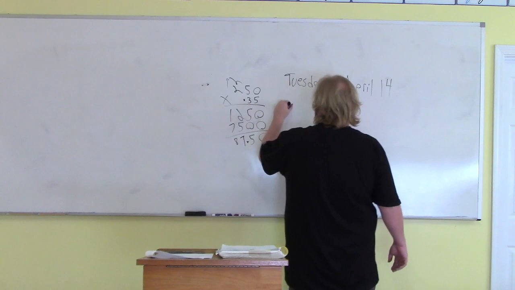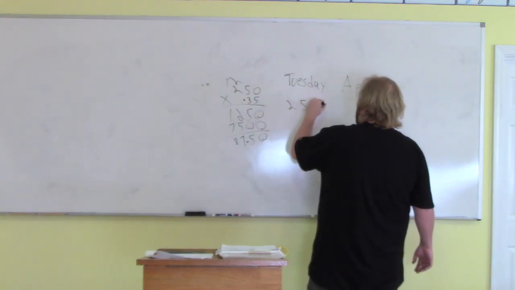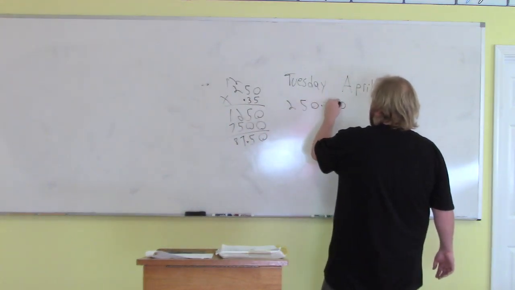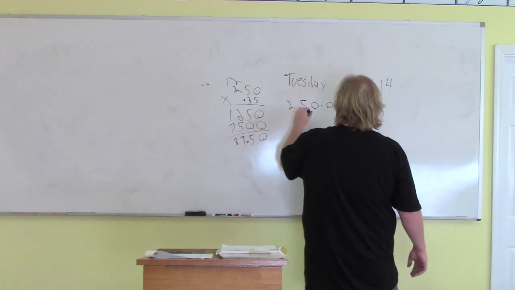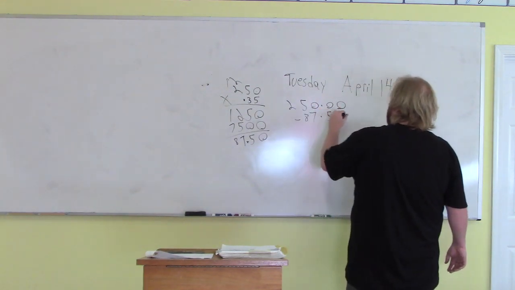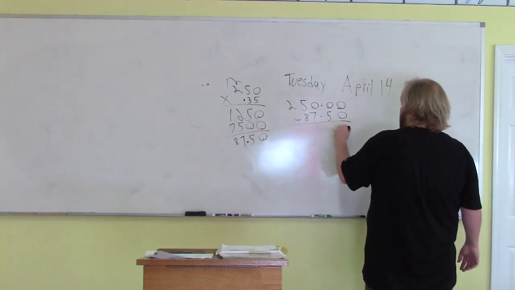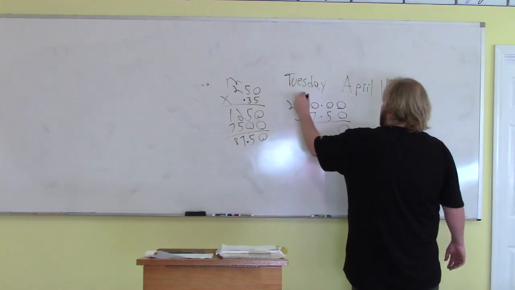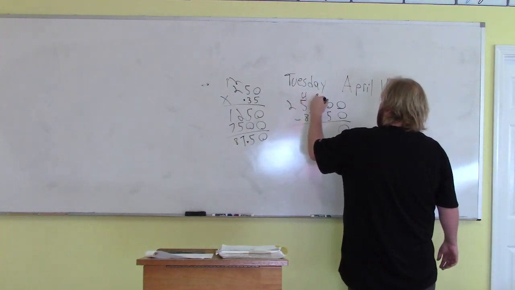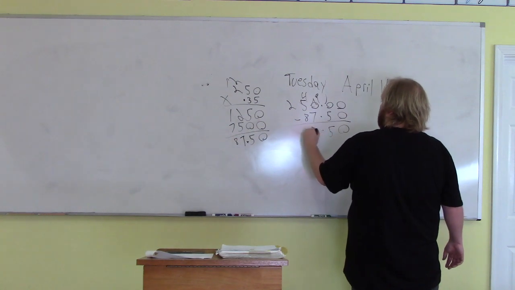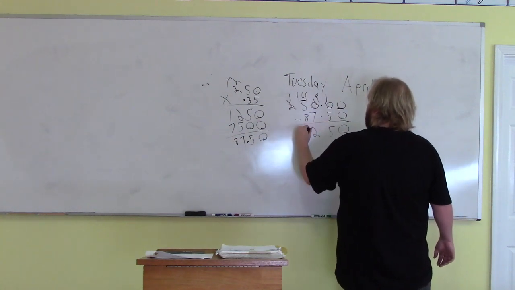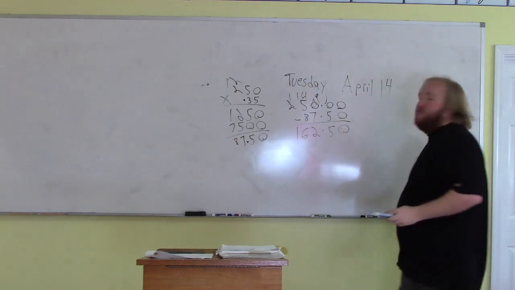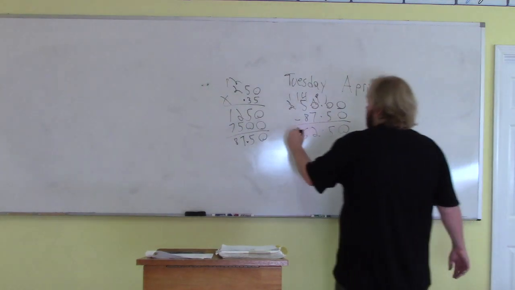But for the sell price you have to subtract. So the original price was $250, and we're discounted $87.50. So we have to subtract. Make sure you line it up correctly. You're gonna have to borrow. So your sell price is $162.50.